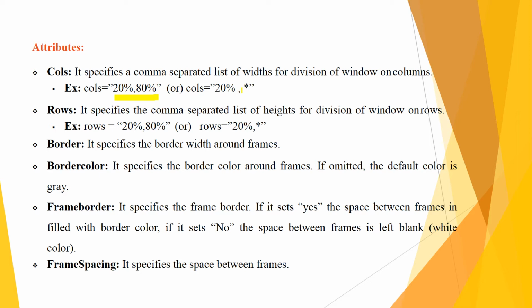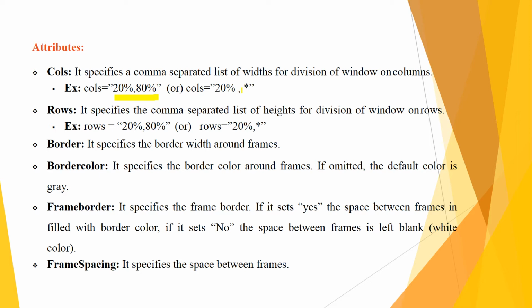Border specifies the border width around the frames. The width of the frames' border we can specify using the border attribute. Bordercolor, if you want to specify the color of the border, then we will use bordercolor. Frameborder specifies the frame border. If it is set to yes, the space between frames is filled with the border color. If it is set to no, the space between frames is left blank.